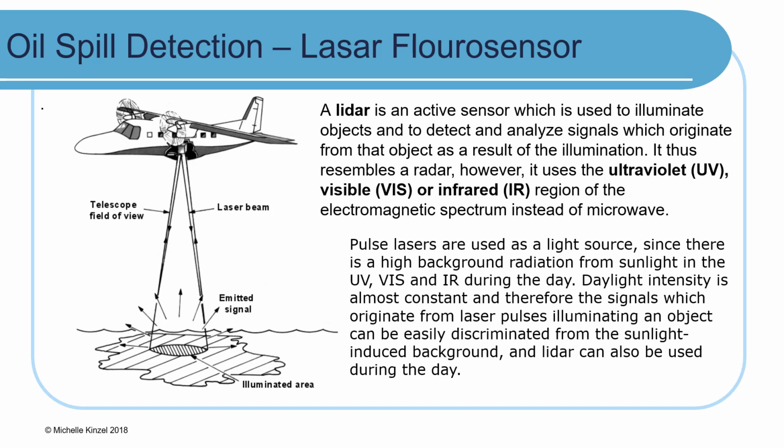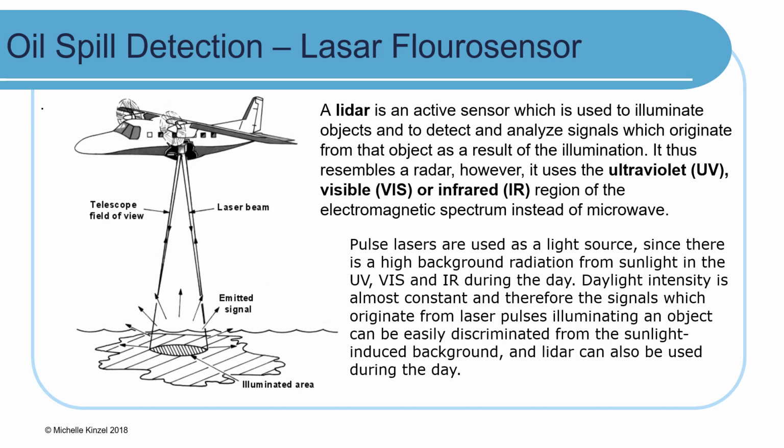Here is an example of LiDAR, laser fluorescensor, and it's used to illuminate objects and detect and analyze signals which originate from that object as a result of the illumination. So it resembles radar, but it uses ultraviolet, visible, or infrared region of the electromagnetic spectrum instead of microwave. And the pulse lasers are used as a light source.